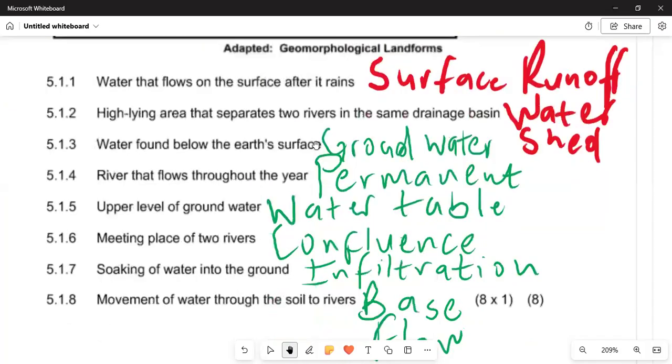Moving on, we go to a question 5.1.6, meeting places of two rivers, that is a confluence. The word co means two or more are working together to obtain a function which must be executed. So we can see that when these two rivers meet, they increase the density of water.